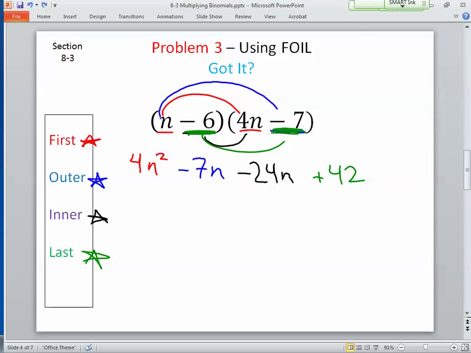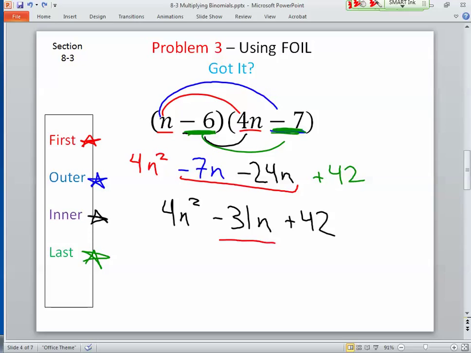Come down and combine like terms. End up with 4n squared minus 31n plus 42. Alright, I just combined my two like terms in the center here and got a negative 31n. But this is my final answer. That is as simplified as I can write it. Boom.